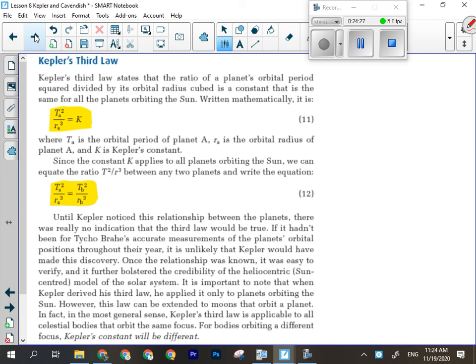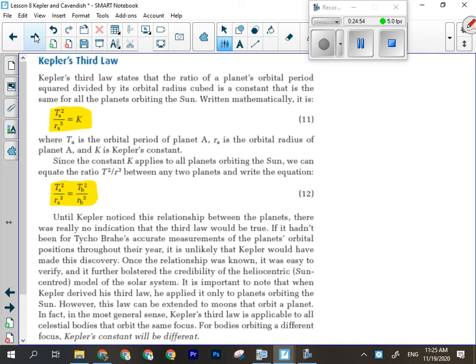I do that with Jupiter, I get the same number. Saturn, same number. Okay? All the planets in our solar system, all the comets in our solar system, anything that orbits our sun will have the same Kepler constant. Okay? Similarly, Jupiter's got like 50-some moons, right? And all of them have the same Kepler constant because they all orbit Jupiter.